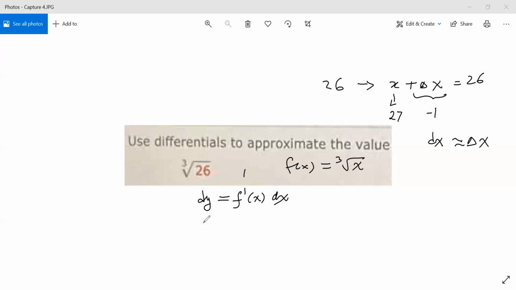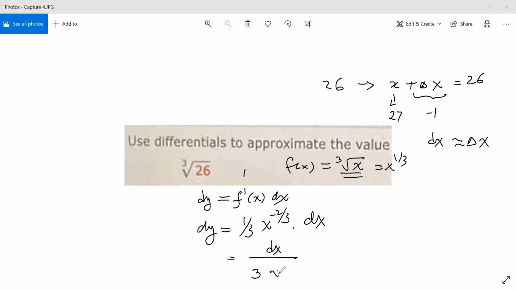So dy is the derivative of this guy, which is, this one is x to 1/3. So then it will be 1/3 times x to -2/3, that's just dy. Sorry, let me write it here. So dy equal to 1/3 times x to -2/3 and times dx, right? So that will be dx over 3 times x to 2/3, right?